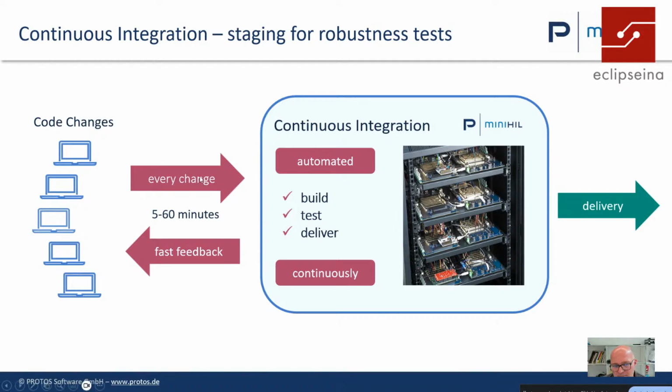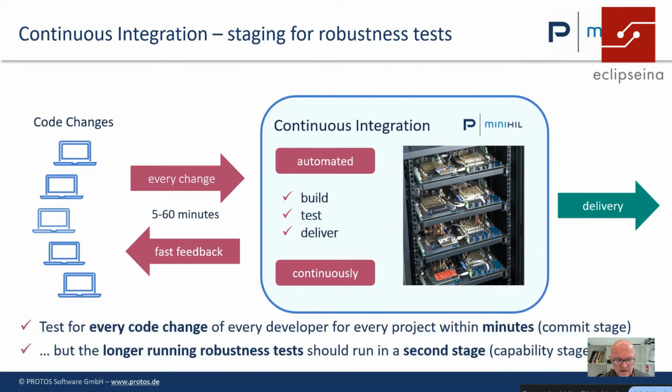On every commit of every developer, wherever he works, the miniHIL hardware-in-the-loop tests are run. Usually within a couple of minutes you get feedback whether your test ran or not. So you can attach this to a pull request in your GitHub, GitLab, or whatever it is. It's easy to do, because everything we're doing is always able to run on the command line. So we want to test every code change for every developer within minutes.